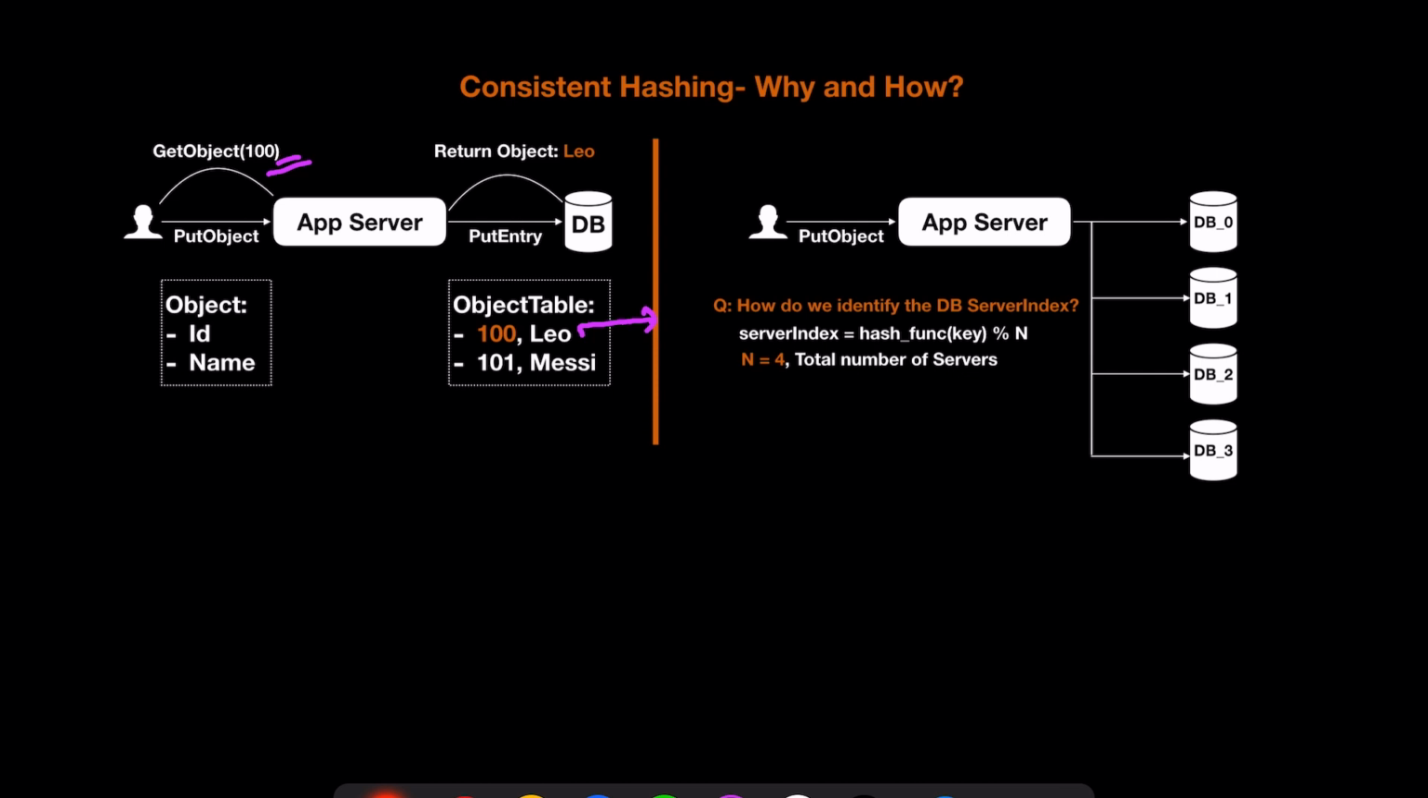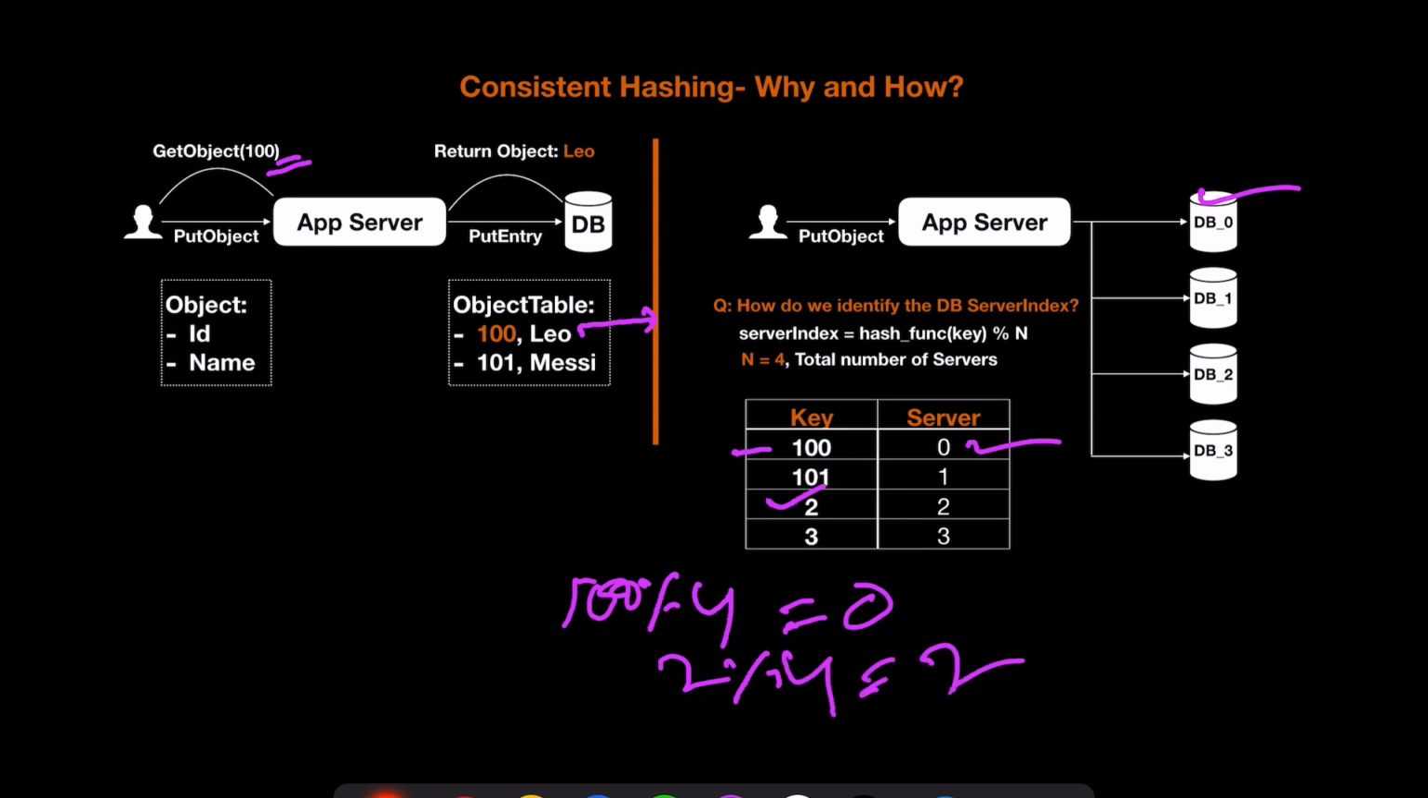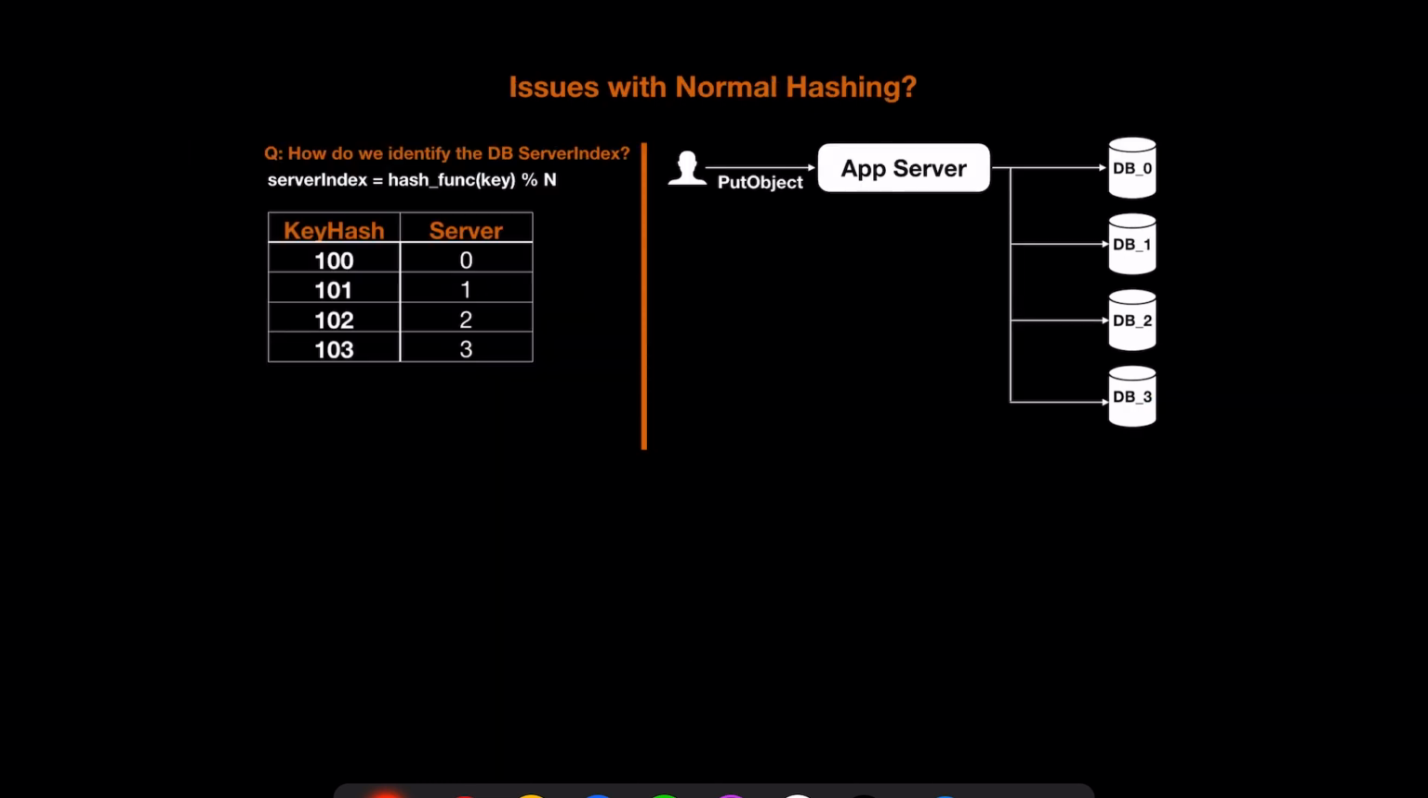In this way, we can store all the values in some very specific database server. For example, when the customer gives us key 100, 100 mod 4 is equal to 0, right? So we will store this in server 0 here. When the customer gives us key 2, 2 mod 4 is still 2, so we will be storing this in server index 2 in this server. This is pretty good, but we have some issues when we are following normal hashing, right? Let's see what issues we have with normal hashing.